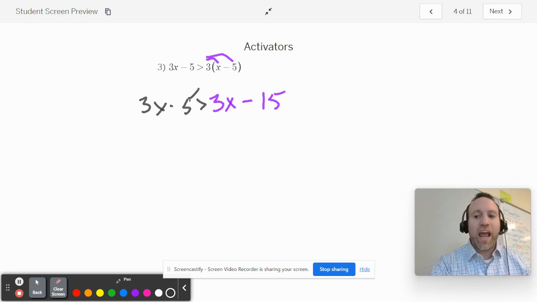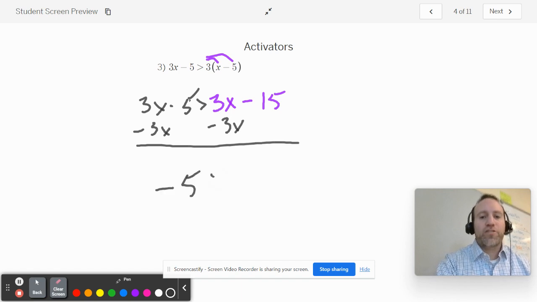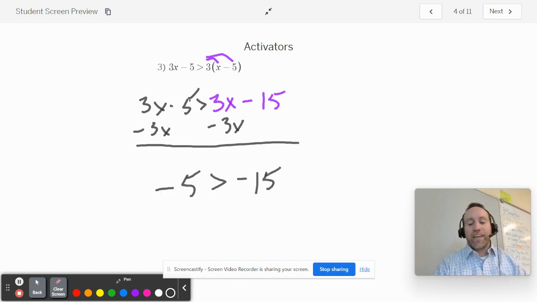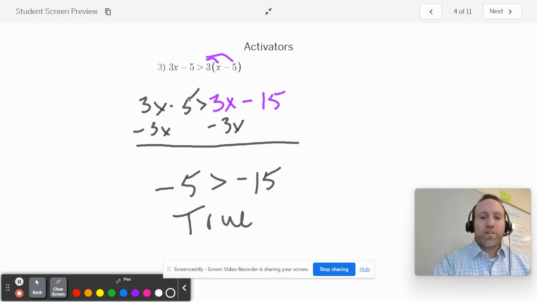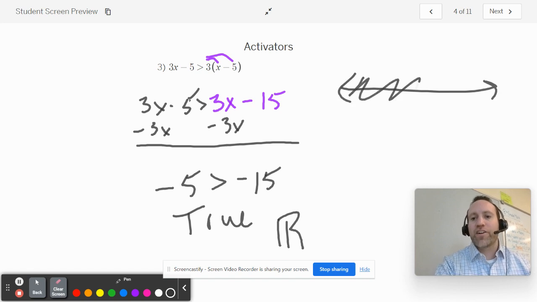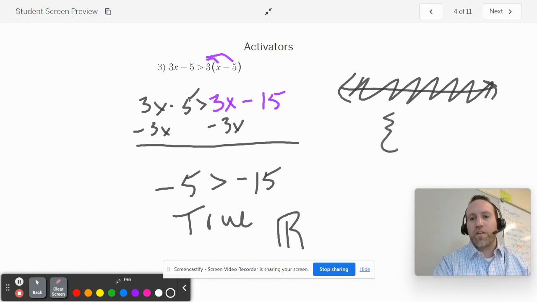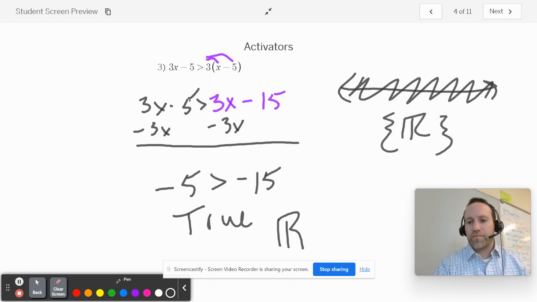But we have to actually finish it out if it's an inequality. So if I subtract 3x from both sides here, I get -5 is greater than -15. And guess what? That is a true statement. So what does that mean? That is true. It means we're going to get all real numbers. So again, our variables canceled out, and what we were left with is a true statement. So we get all real numbers. That on the number line is the entire number line. You would shade the entire number line. And in set notation, you could just write all real numbers.